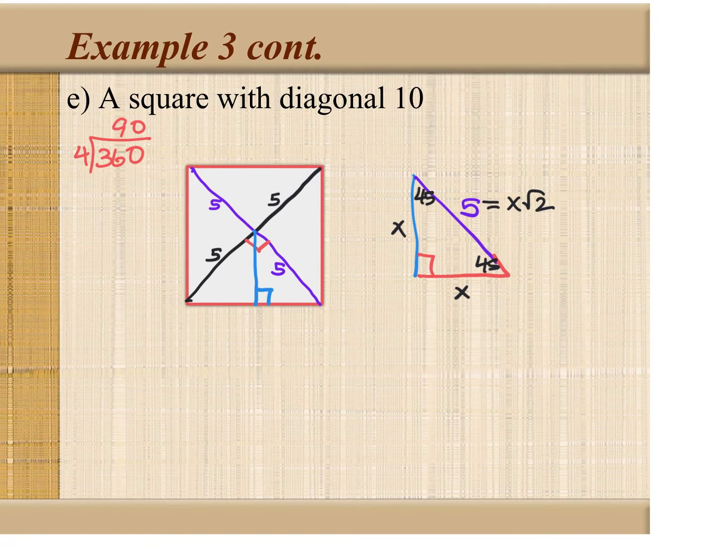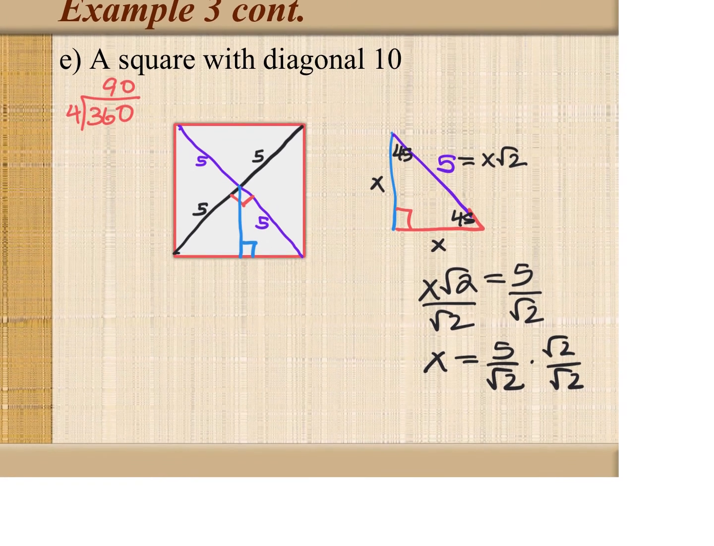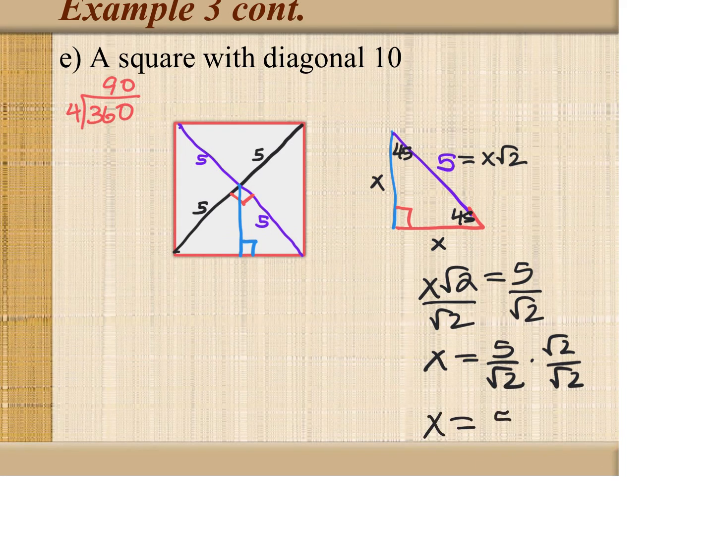So what we can do here is solve for x. x square root 2 equals 5. Divide by the square root of 2. x is equal to 5 over the square root of 2. I need to rationalize. x is equal to 5 square root 2 over 2. This is going to be this x and this x.